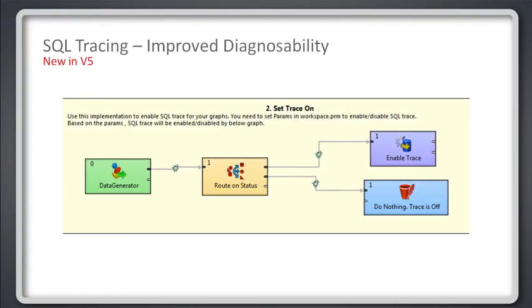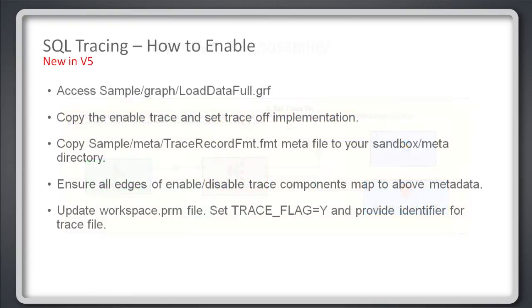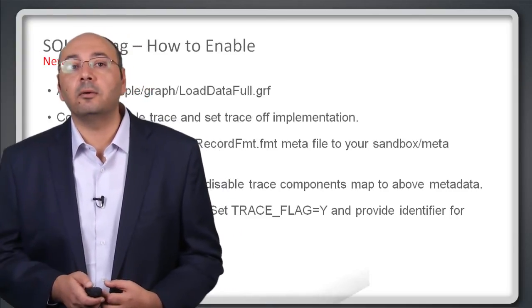We added SQL tracing, so you can monitor what's going on in your database. We have a sample graph for you. You can take a copy of that sample, ensure that you disable all the trace components there, and just in the workspace.prm, you can set that flag. Once you do that, you will enable tracing for that component, so you can check what's going on in that component or that extension you have.